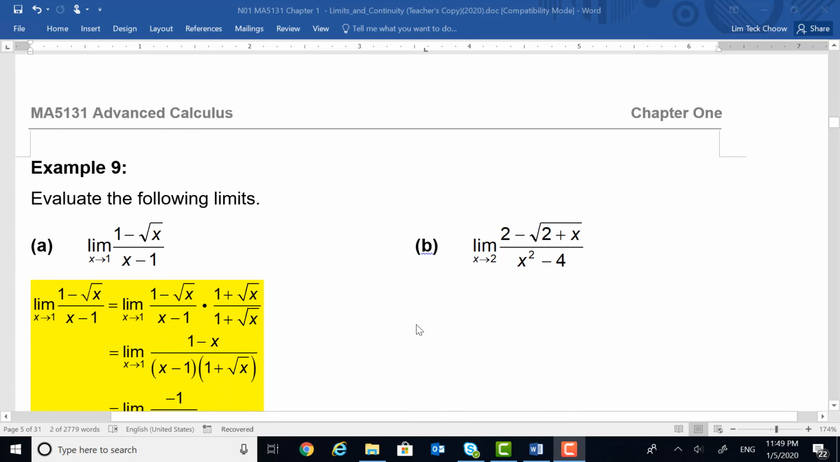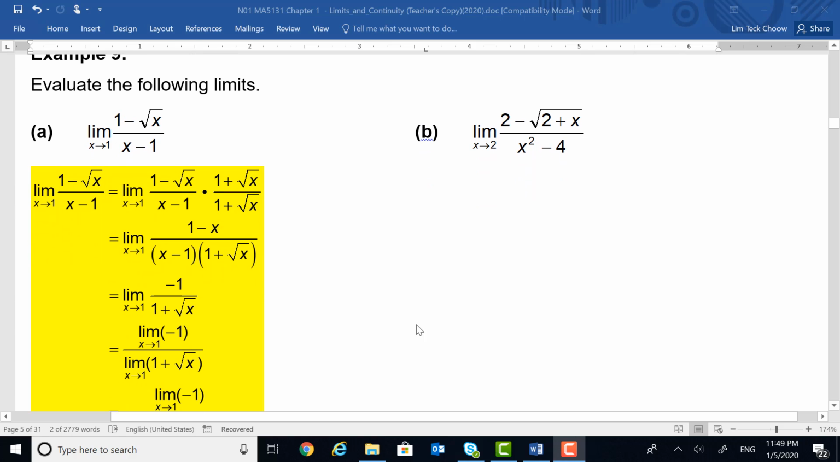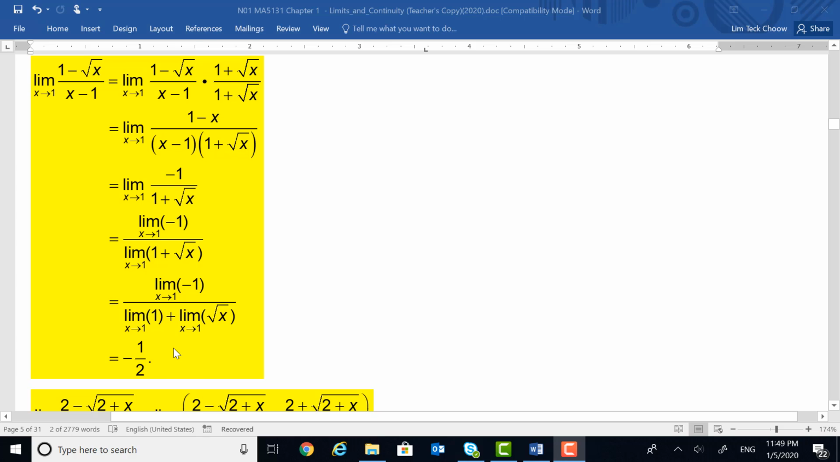Let's look at more examples in the use of conjugates. In example 9, you again have a fraction. When x goes to 1, this will be 0 and this will be 0. And like the earlier example, I can resolve this by multiplying by the conjugate, as you can see. And then upon expanding, I can cancel these two by introducing a minus 1. Upon cancelling these two, you will have a minus 1. And then when x goes towards 1, you in the end will get just minus half.